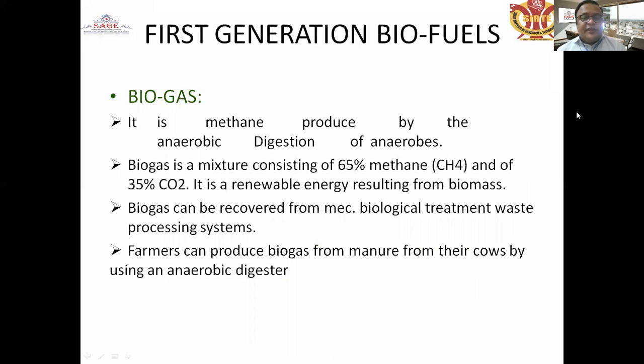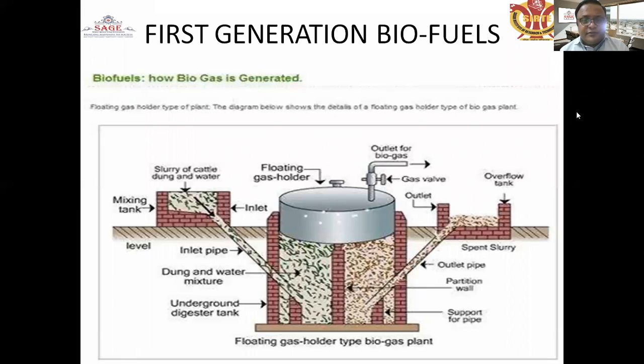Biogas is methane produced by the anaerobic digestion of organic matter. Biogas is a mixture consisting of 65% methane and 35% carbon dioxide. It is a renewable energy resulting from biomass, and it can be recovered from mechanical biological treatment waste processing systems. Farmers can produce biogas from the manure of their cows using an anaerobic digester. This can be done by a biogas plant, also known as a gobar gas plant.